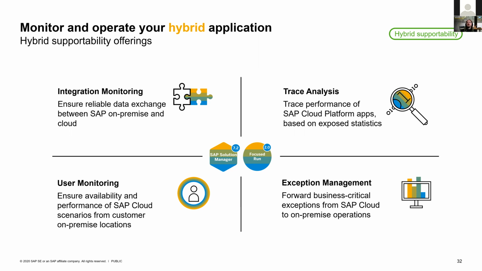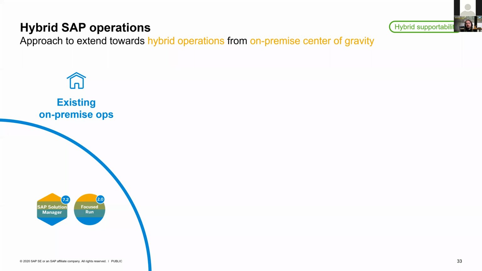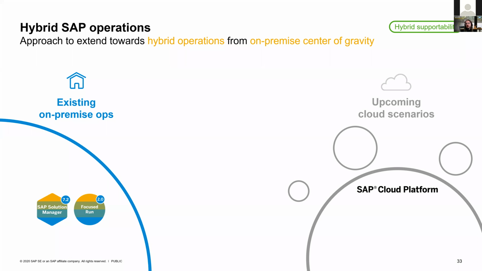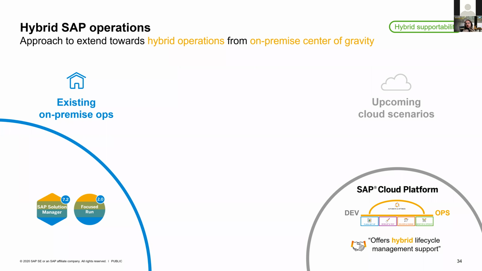When you think of a focus on rather hybrid environments, meaning your center of gravity for now is on premise, but you want to take first steps towards cloud, and you wonder how to structure your operation approach, one approach supported by our DevOps offerings might be this: I have those upcoming cloud scenarios running on SAP Cloud Platform, and now I want to benefit from the hybrid lifecycle management support.